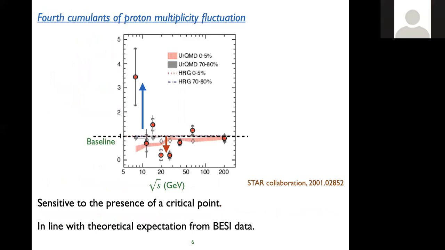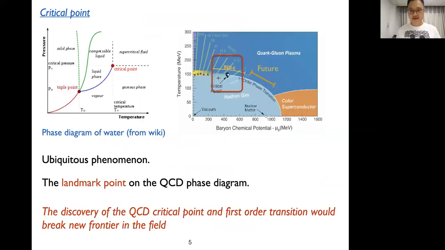Sorry to interrupt. Could you go back to the previous slide? As you decrease the collision energy, the initial temperature, whenever that's well defined in the plasma, also goes down. Of course, the baryon density goes up, but the temperature goes down. So could it be that by decreasing the energy in the collision, unfortunately, we are very unlucky, and we actually miss the critical point because the starting point is too low in temperature?